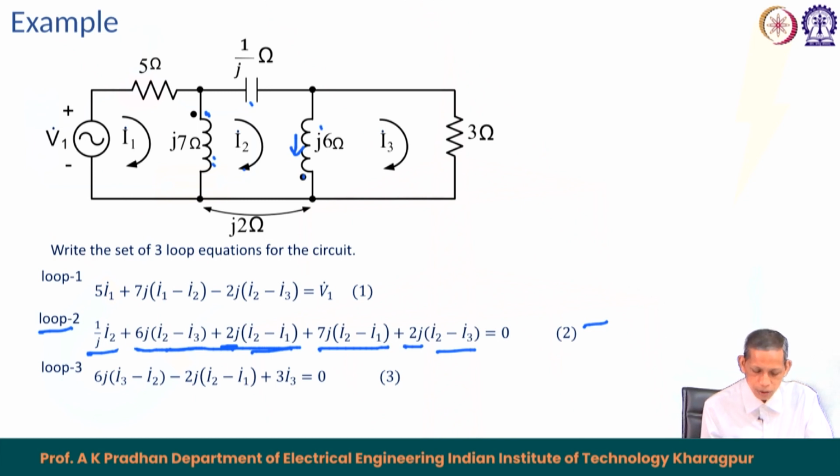For the third equation, we can start from the 3. So, 3 I 3, and then we write the J 6 part. This will be J 6 times I 3 minus I 2, in the same direction as I 3, which makes it easier. I 3 minus I 2 is entering the dotted terminal, and in the coupled circuit I 2 minus I 1 is leaving the dotted terminal. So, the mutual component becomes negative, minus 2 J times I 2 minus I 1, and that equals 0. So, this is equation 3. We got the corresponding 3 equations, and from there we can find the solution for the network also.